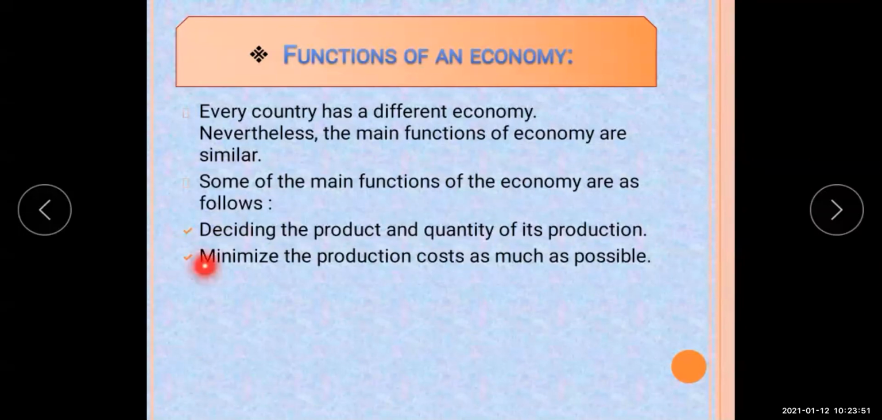The second point tells us to minimize the production cost as much as possible. Firstly, as we are a new businessman, our product is also new in our society. So firstly, you have to minimize the production cost as much as possible.